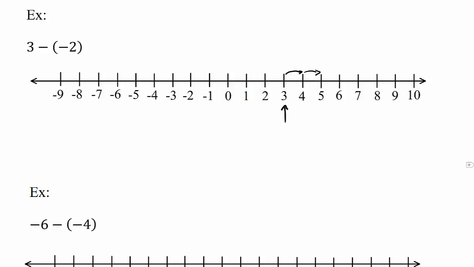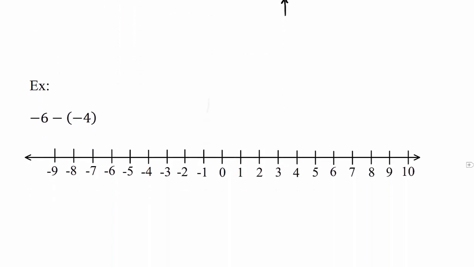But subtraction is defined as addition of the opposite. So I can take this subtraction and define that as addition of the opposite, or because those two signs were the same, this is the same as just adding. So this is 3 plus 2, which is 5.